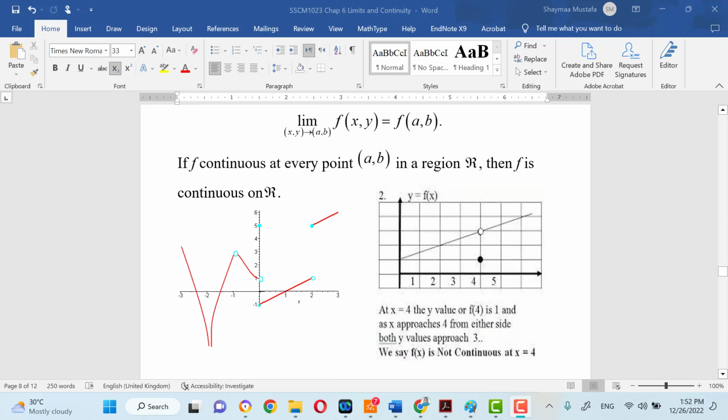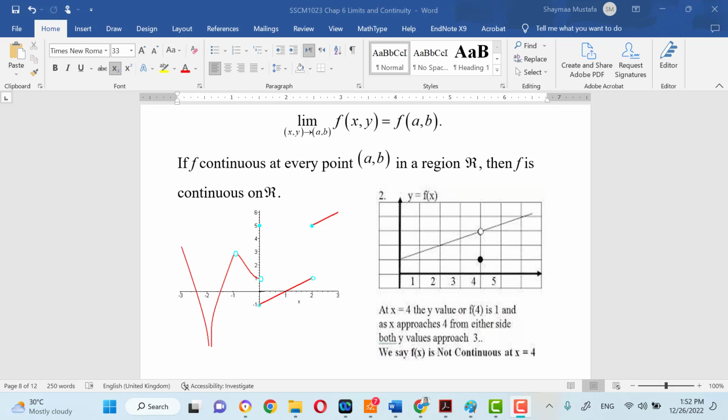If we go back to the one-variable function here, for example, for this one at 2 the limit does not exist, so we have a discontinuity. At x equal to 2, the function is discontinuous. Why? Because the limit does not exist. Also at x equals 0 here, this is not continuous because the limit from the left does not equal the limit from the right.